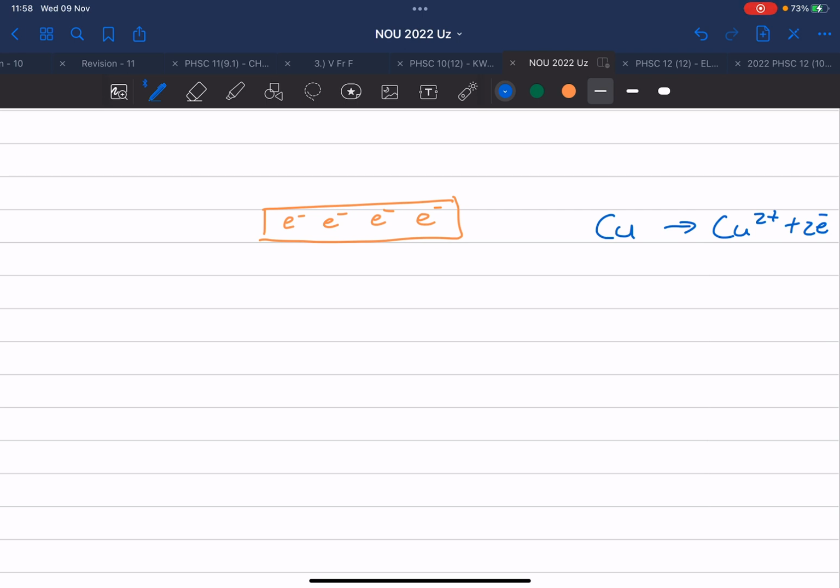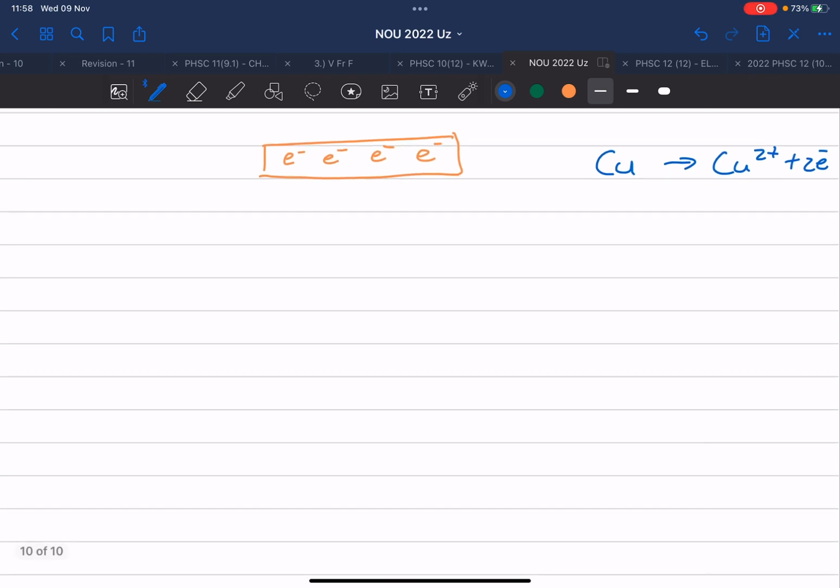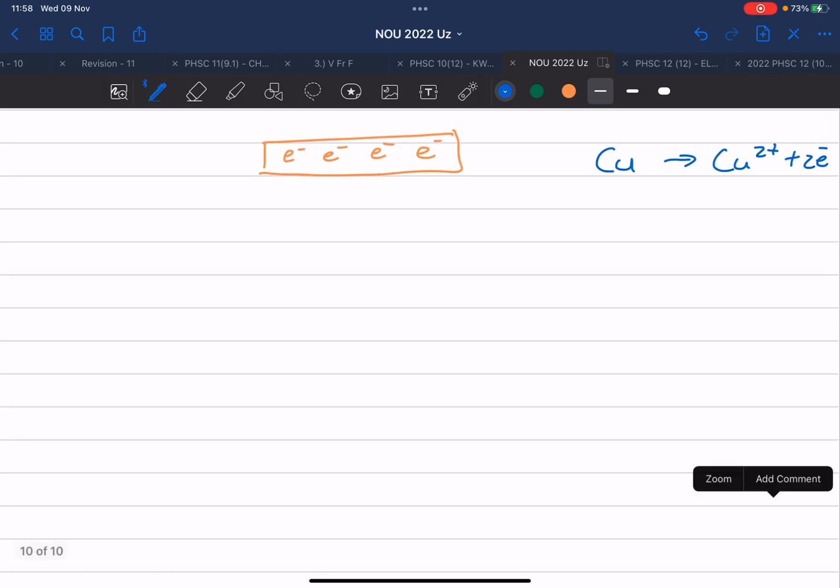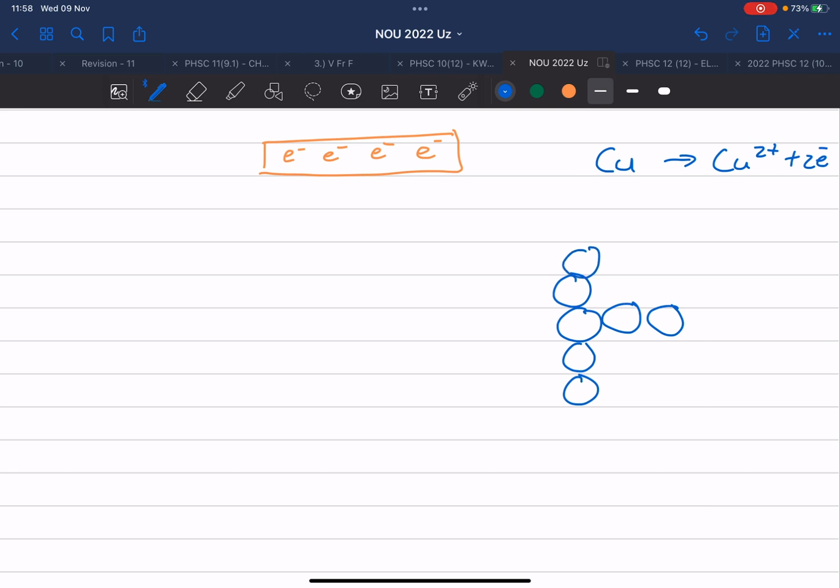Okay, now hoe verloor iets elektrone? Now how does something lose electrons? Ek gaan nou hierdie in 'n teken. Onthou julle hierdie goedjies? Ja, kom ons sê, ek gaan dit sommer maak koolstof, carbon. Okay, carbon has 6 electrons. 1, 2, 3, 4, 5, 6.